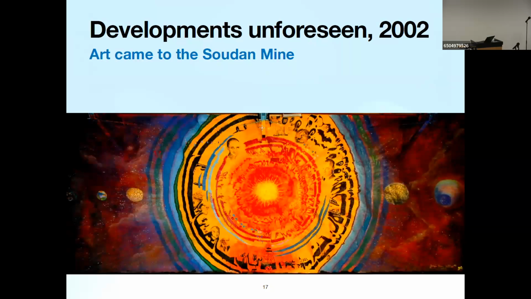But in between time, another unforeseen event happened where art came to the Soudan mine. I'm sure lots of you have been to see this artistic installation on the wall of the cavern, but it's really amazing. You can stand across and look at this, and it's on an incredibly uneven surface.